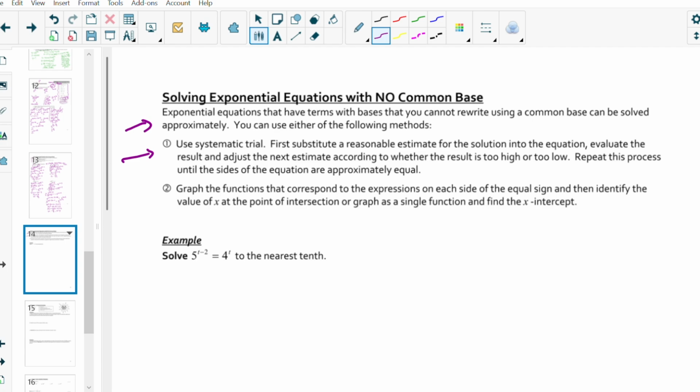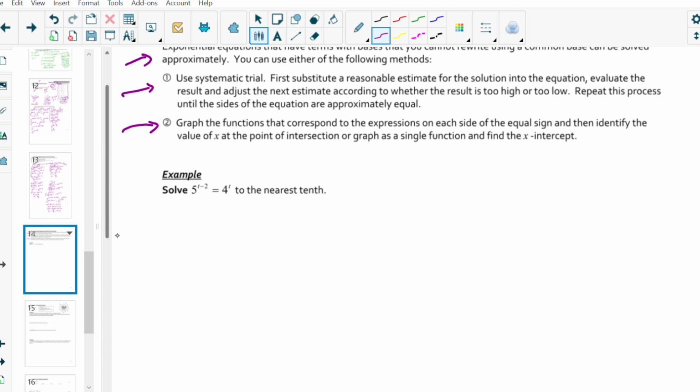Use systematic trial. First, substitute a reasonable estimate for the solution into the equation, evaluate the result, and adjust the next estimate according to whether the result is too high or too low. Repeat this process until the sides of the equation are approximately equal. This is trial and error. It might take a lot of trial and error. You'll see from our work here. Number 2, much quicker: graph the functions that correspond to the expressions on each side of the equal sign, and then identify the value of x at the point of intersection, or graph as a single function and find the x-intercept.